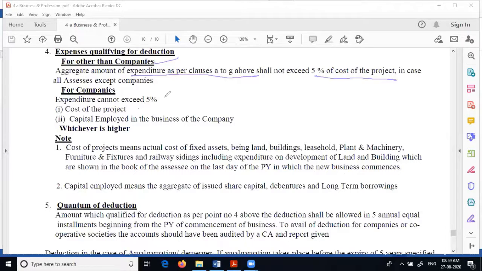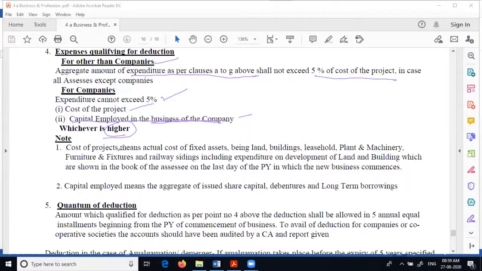But for companies, there is another check. It cannot exceed 5% of cost of project and capital employed, whichever is higher. So whatever is the amount, you should compare these two and take 5% of that. As far as non-companies are concerned, this clause is not there. Only this applies to the company. There, you have to be concerned with whichever is higher.